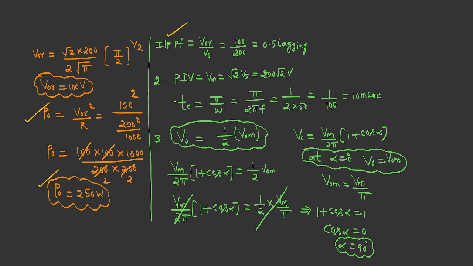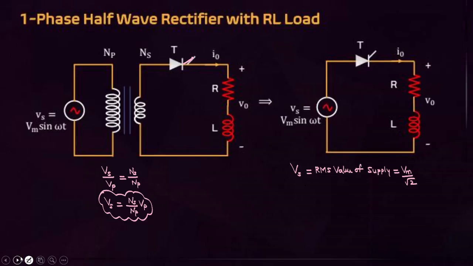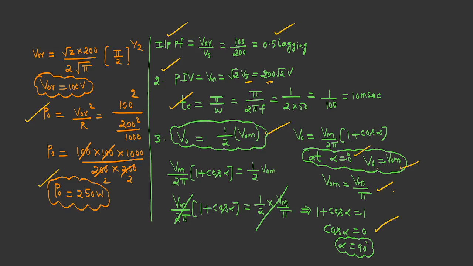Then you have to calculate the input power factor, if asked: V naught RMS by Vs. This is 0.5 lagging for this problem. For the peak inverse voltage, it is Vm, which is root 2 Vs. The given supply is the RMS value of the supply, that is 200. Then what is the circuit turn off time? Given that the average output voltage is equal to half of the maximum average output voltage. The output voltage is maximum for alpha equal to 0 degrees, so V naught equals V naught maximum, that is Vm by pi. Substitute here and simplify, and you can calculate the firing angle. This is one model of question that you have to consider. And one more important model: sometimes they will give the average output voltage and ask you to calculate the firing angle.